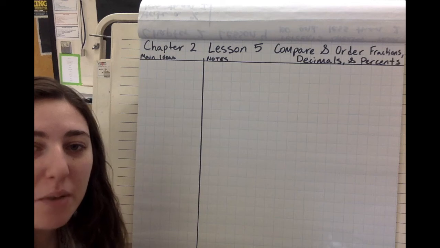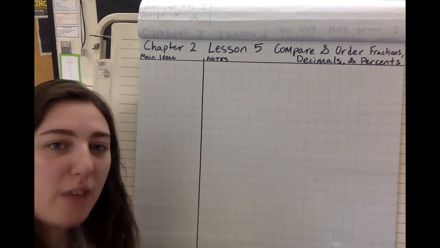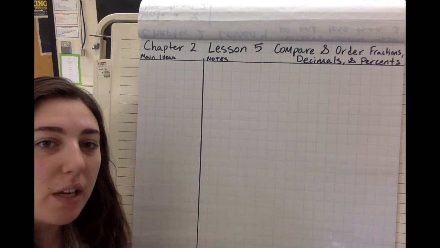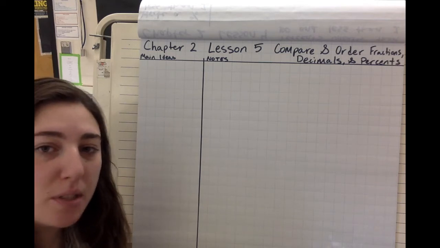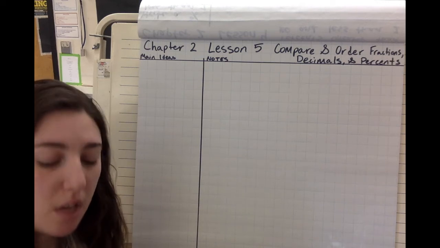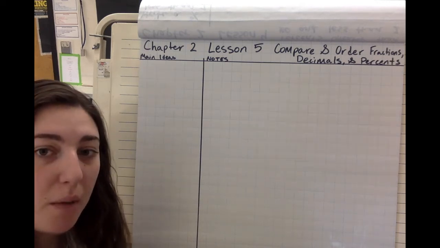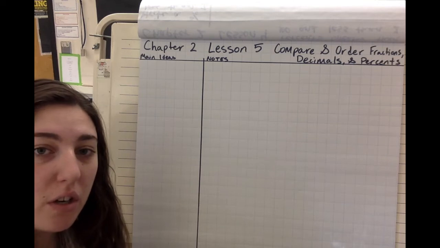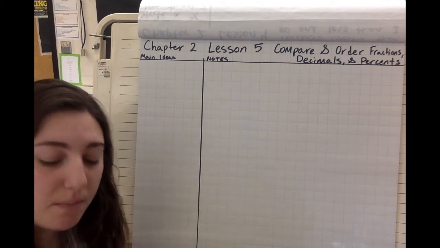Hey everybody, so today we're going to be learning from Chapter 2, Lesson 5, comparing and ordering fractions, decimals, and percents. First, we're going to start learning how to compare and order fractions, and then later on, probably for homework, you're going to do Part 2 of the lesson, which will be decimals and percents.